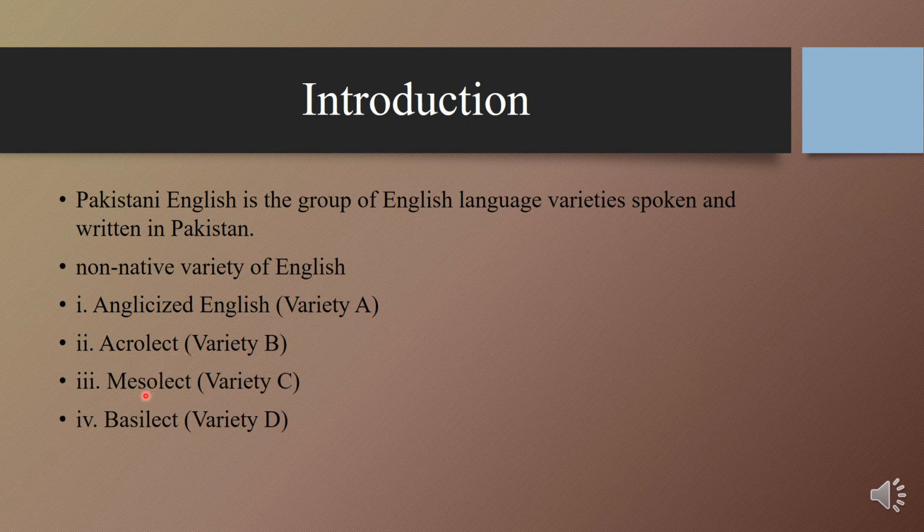And third variety is Mesolect, variety C. Mesolect is the intermediate variety, that is midway between Acrolect and Basilect. Basilect, variety D, is related to the Creole, or Basilect is a less prestigious dialect. Means in this variety there are many words of Pakistani languages that are added in Basilect, or the non-native variety of English.